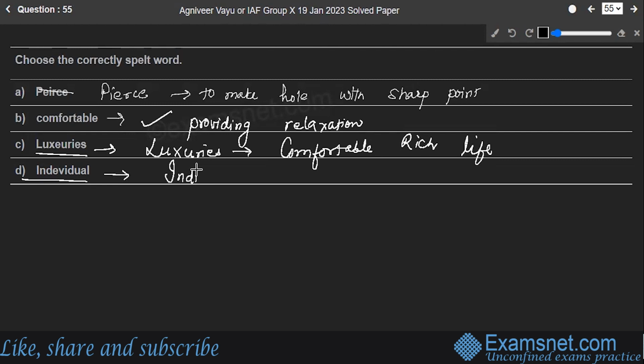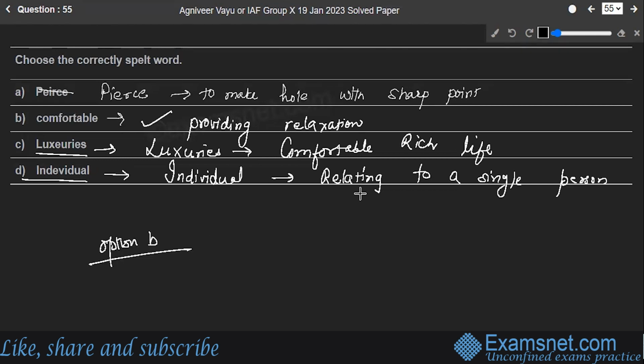Individual, of course, the spellings are wrong. This is I-N-D-I-V-I-D-U-A-L. That means relating to a single person. Correct. So comfortable, option B. These are the only spellings which are correct.